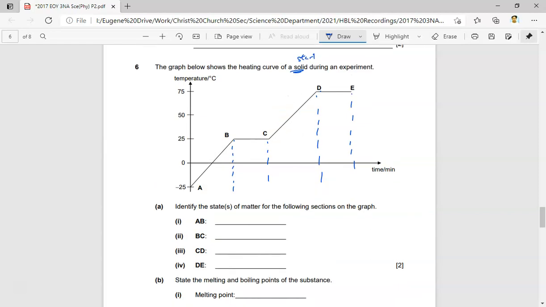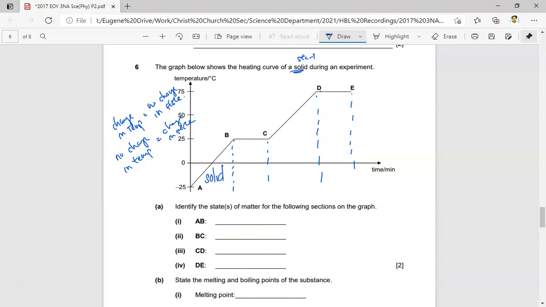Now, in this kind of graph, first thing you need to know is that when the temperature is changing, there's no change in state. So change in temp equals no change in state. And then when there's no change in temperature, that means there is a change in state. So this one is to help us to decipher the graph. So at this point A to B, you realize there's a change in temperature. So there's no change in state. So if I start as a solid at this point here, obviously it will only be solid.